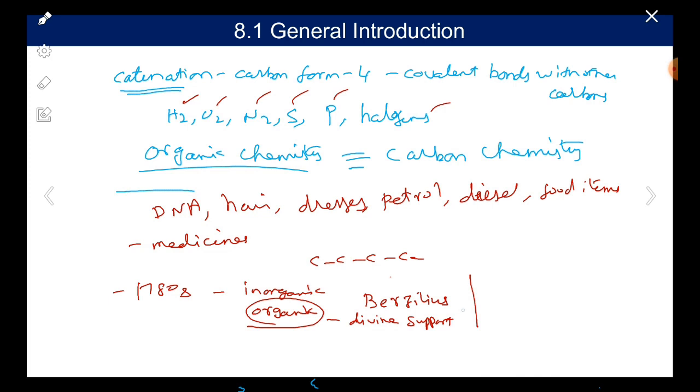But that was very shortly broken by Mr. F. Wöhler. In 1828, F. Wöhler synthesized urea. This is the first organic compound to be synthesized in the modern scientific era. And then several other people started to synthesize many other organic compounds. This is the start of organic chemistry.